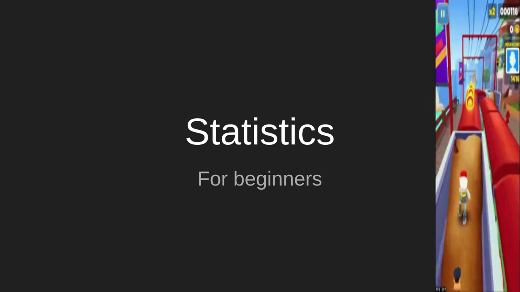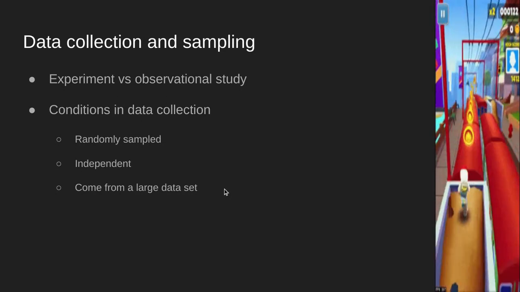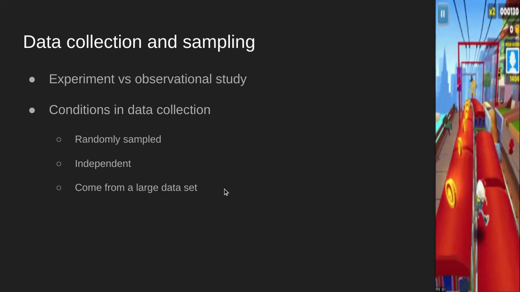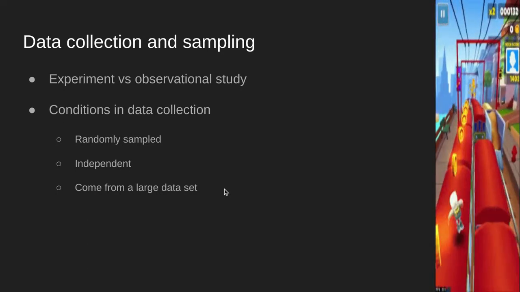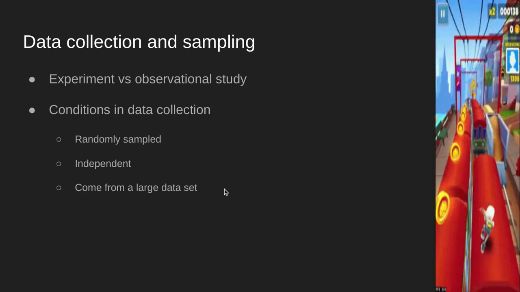Today we will talk about the basics of statistics. To start, we must collect data. Two methods of this are experiments and observational studies. In an experiment, variables are controlled in order to determine the effects of an explanatory or independent variable. Observational studies, however, determine an association through passive collection of data.